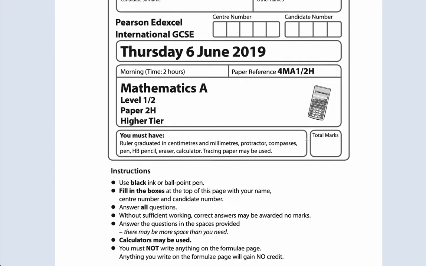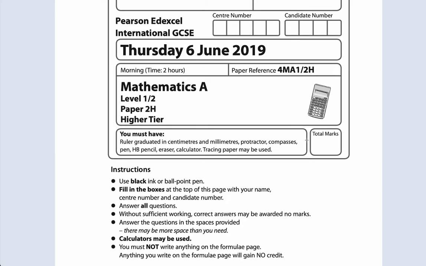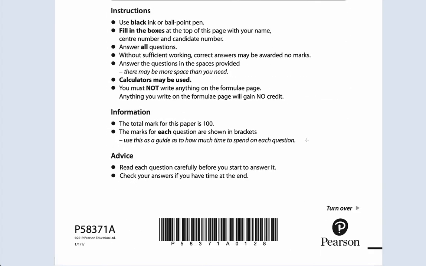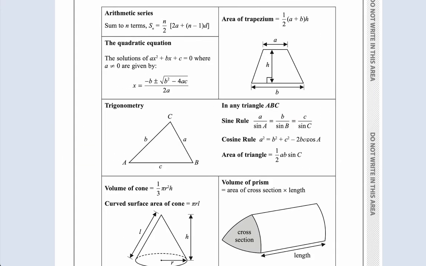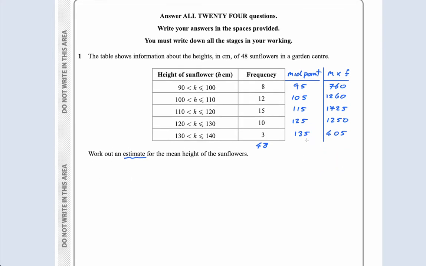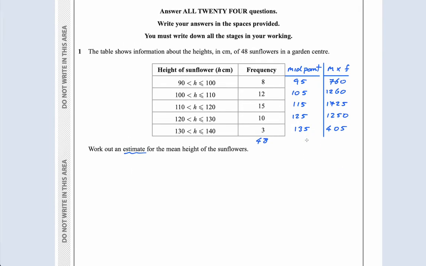Hi guys, we have our June 2019 paper 2, 2H. So this is our formula sheet and our question 1. I've already started this, guys, because I made a mistake somehow. I think I put the wrong numbers in the calculator.